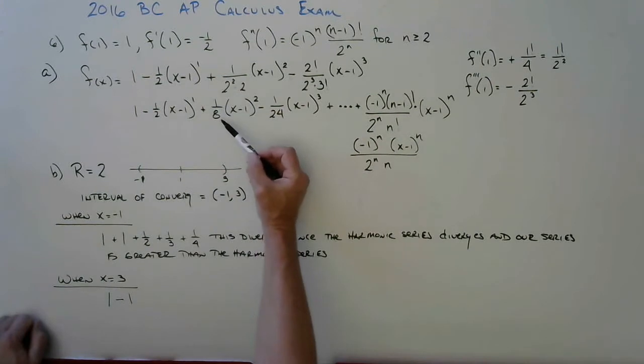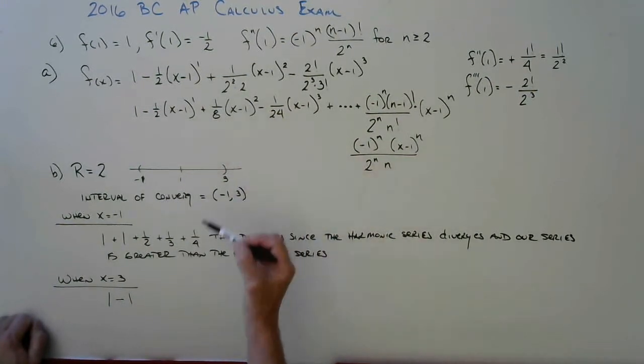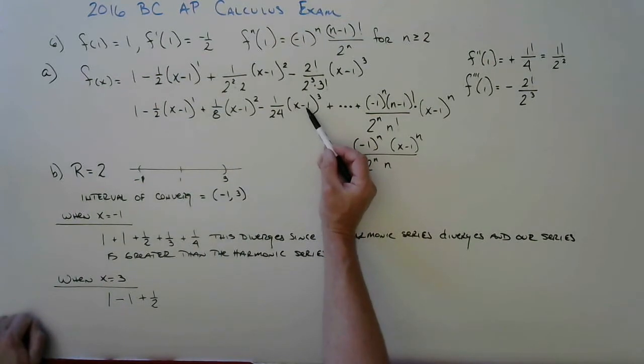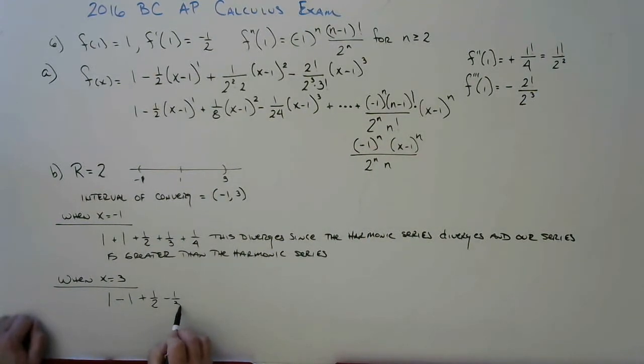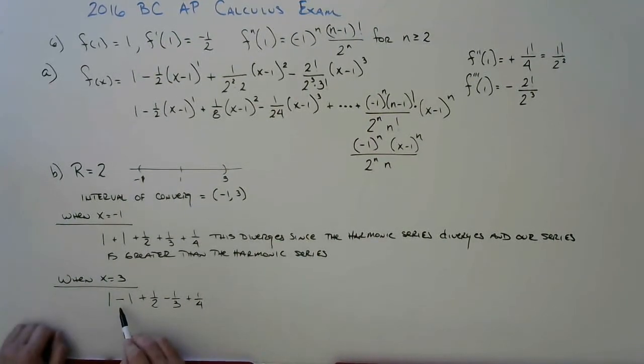What about my next term? When I plug in, remember, I'm plugging in 3. 3 minus 1 is 2. 2 squared is 4. That's 4 over 8, so that's plus 1/2, right? This is looking pretty hopeful. I'm going to plug in 3. 3 minus 1 is 2. 2 cubed is 8. 8 over 24, this is going to be -1/3, right? And if we do the next term, we're going to get 1/4. We have the alternating harmonic series here, which we know converges.